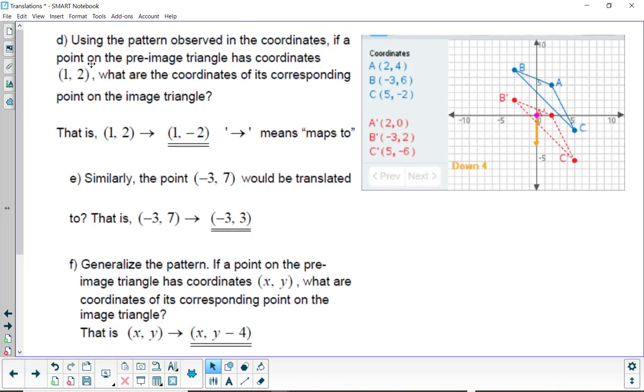For D, 1, 2 would map to what? Well, the x-coordinate in this case stays the same because we're only moving down 4, so the y will drop down 4. For E, -3 won't change because we're not moving in the x direction, but we are going down 4 in the y direction, so -3, 3. And generalizing with variables, x, y would map to x stays the same, but y drops down by 4. Please pause as needed.